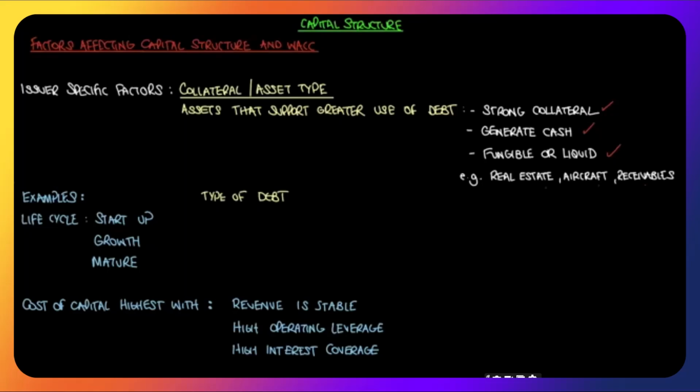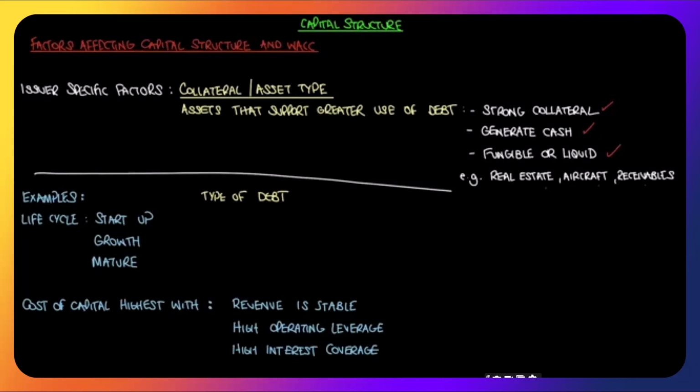If you have liquid receivables from customers in good credit standing, it's good collateral. If, on the other hand, you have intangibles, you have specialized equipment, difficult to realize a profit from, difficult to sell, not much of a market for them, you're going to struggle to use them as collateral. And that's it in terms of the factors that are going to affect.